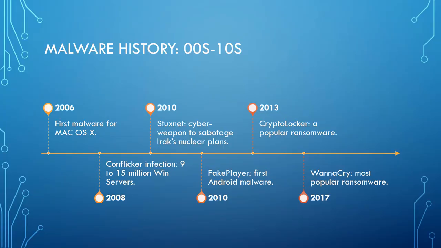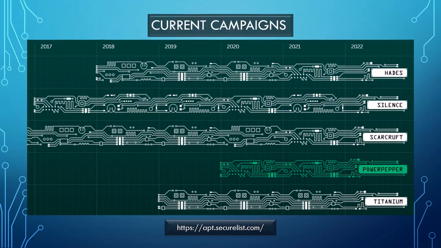Okay? Then we also have the popular ransomware campaigns. The first one, CryptoLocker, was in 2013, and the most popular one that probably all of you have suffered, WannaCry, was in 2017. If you want to know a little bit more about malware campaigns, you can go to this webpage, the APT security list or Secure List, and you will find a lot of new campaigns with descriptions, etc. It's very interesting to have a look and see how the malware campaigns are followed, how the malware propagates, which country has been infected, etc. I think it's a very interesting resource to be familiar with malware. Okay.